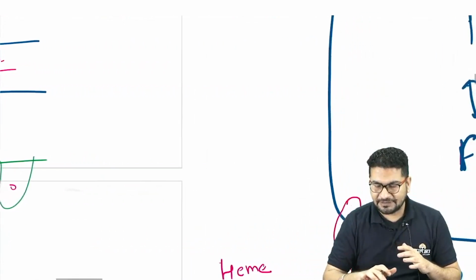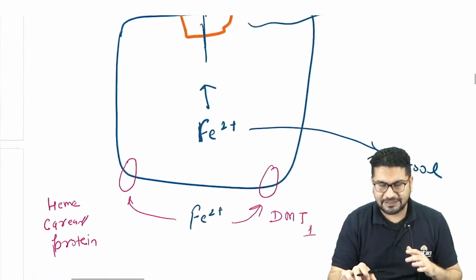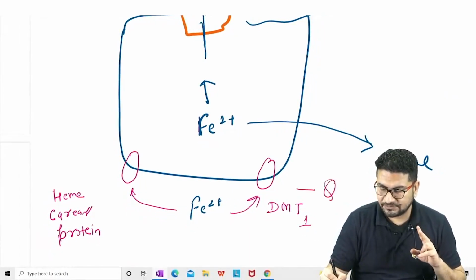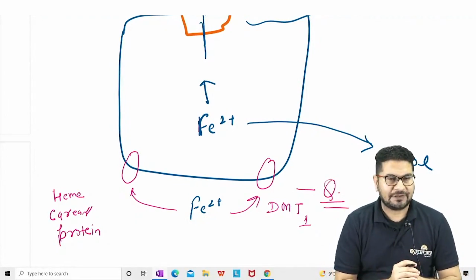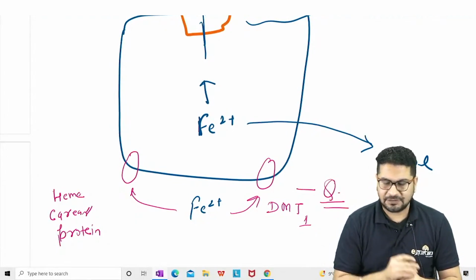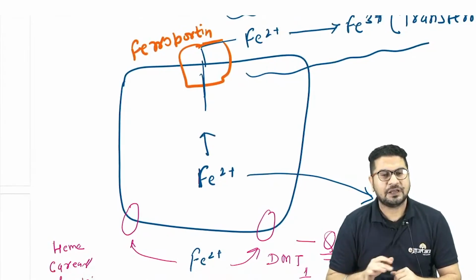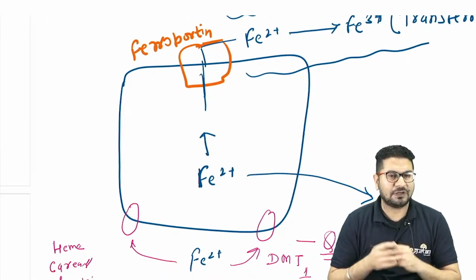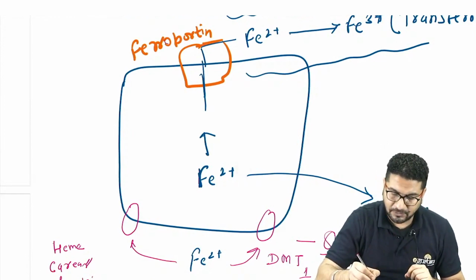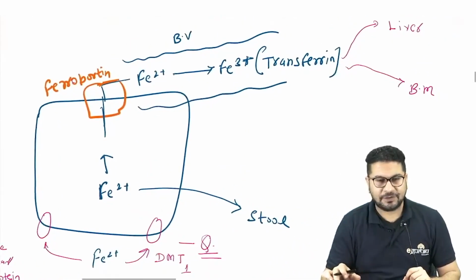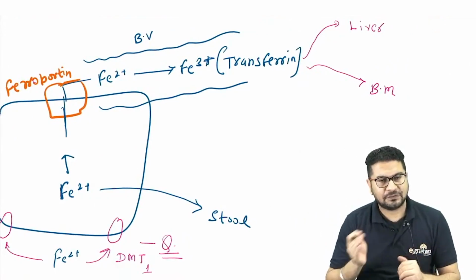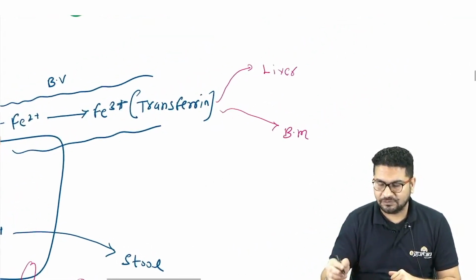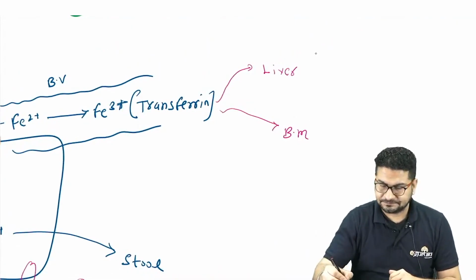So what's happening in the enterocyte? It enters by two transporters: divalent metal transporter, an exam question, and heme carrier protein. Then it goes to the blood vessel with the help of a protein called ferroportin. Now understand, ferroportin will convert the ferrous form back to ferric form. It will merge with transferrin, and with transferrin it can go to bone marrow or to the liver.